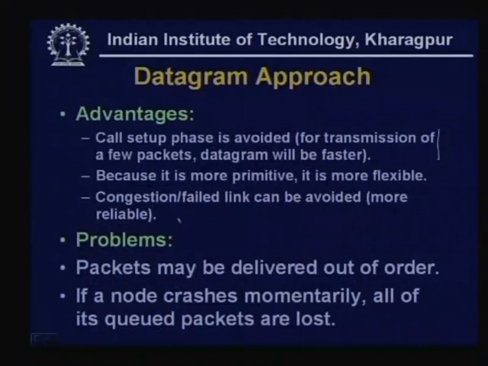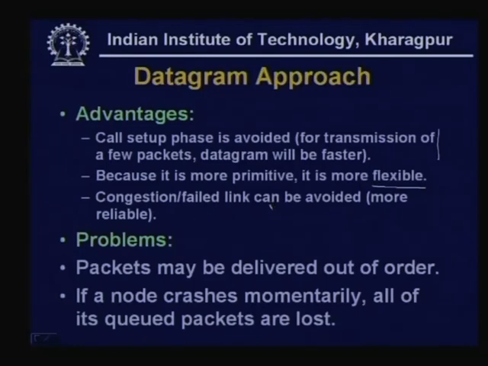In virtual circuit, as we have seen, each and every packet of the same message has to go through the same route. But suppose a link fails in between; in such a case the subsequent packets cannot go to the destination, or if there is some congestion on one part of that node, packet delivery will take a very long time. This can be avoided in the datagram approach, because it is more flexible.